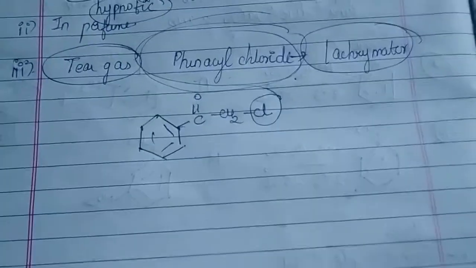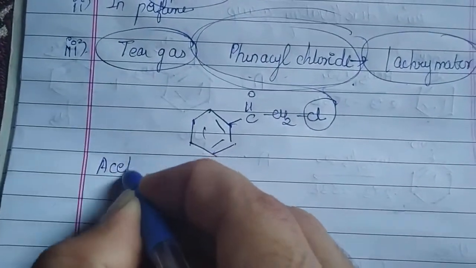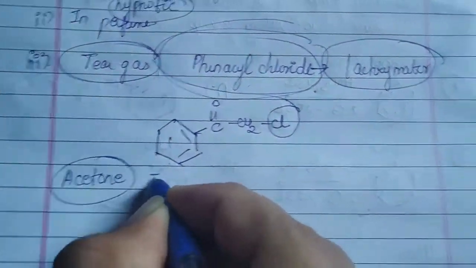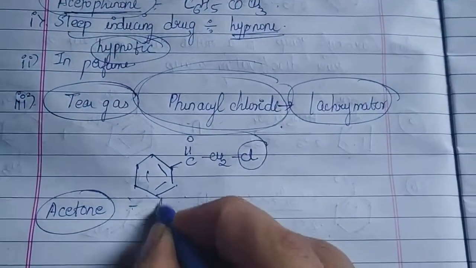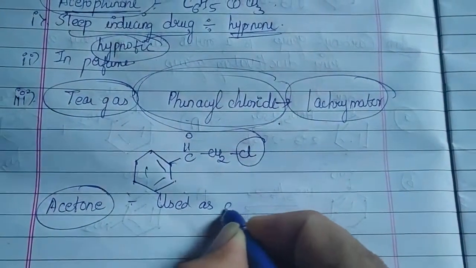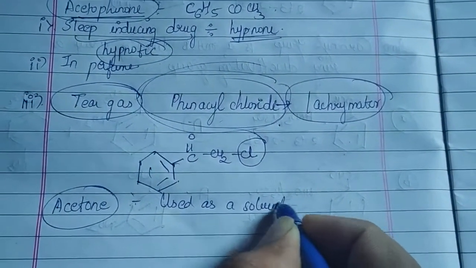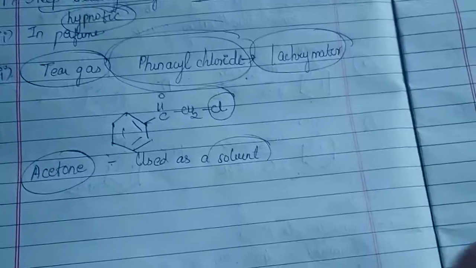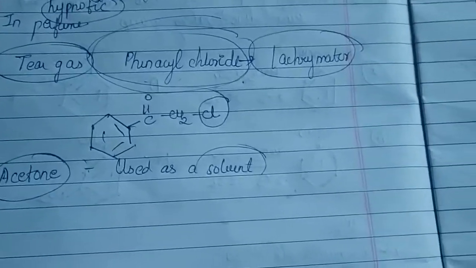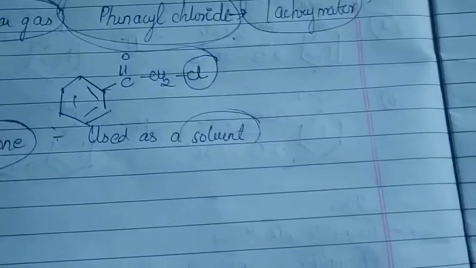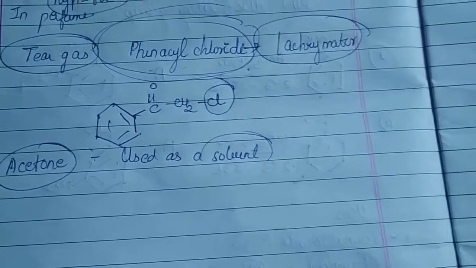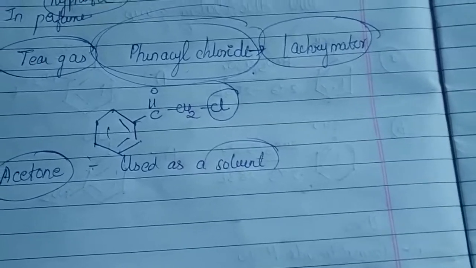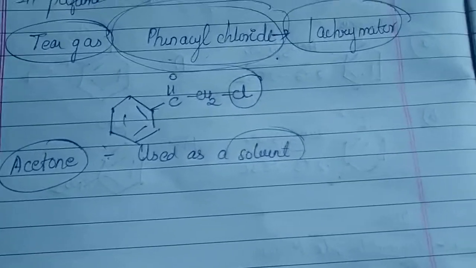Coming to the other carbonyl compounds, I would like to recall acetone. Acetone is a good solvent. It is used as a major solvent. Why? Because many of the organic compounds will be taken or recrystallized using acetone itself, because acetone is volatile. As soon as you keep it in a beaker or keep your bottle open, it evaporates out, leaving back your compound as it is. So that is the reason it is used as a good solvent.